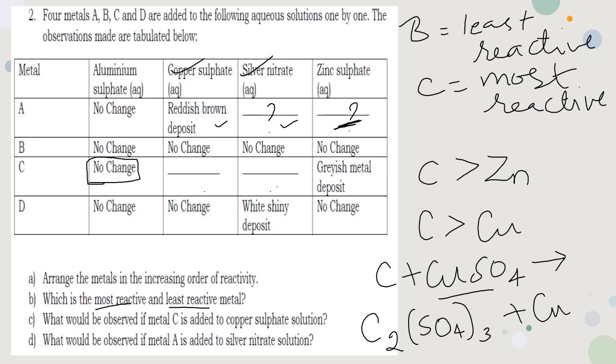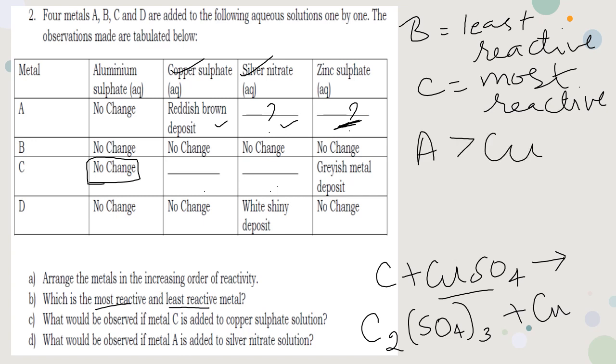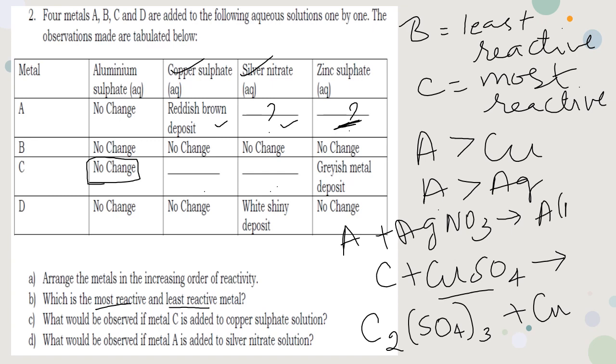Fourth question, what would be observed if metal A is added to silver nitrate solution? Metal A, let me erase this, okay. Metal A is more reactive than copper, so it is obviously more reactive than silver. So metal A will displace silver from silver nitrate. So A plus silver nitrate AgNO3 gives ANO3 twice plus Ag.